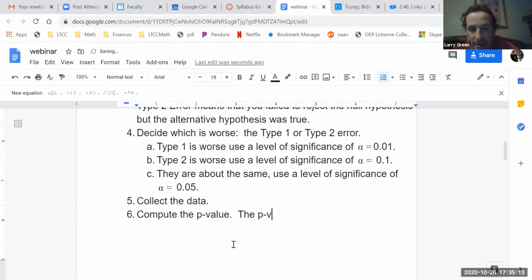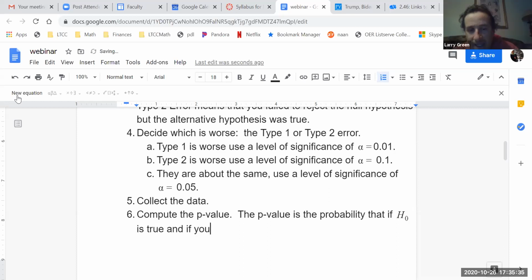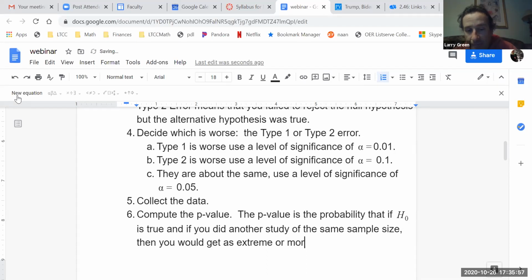The p-value is the probability that if H naught is true, and if you did another study, the same sample size, then you would get as extreme or more extreme results as what you got in your study.